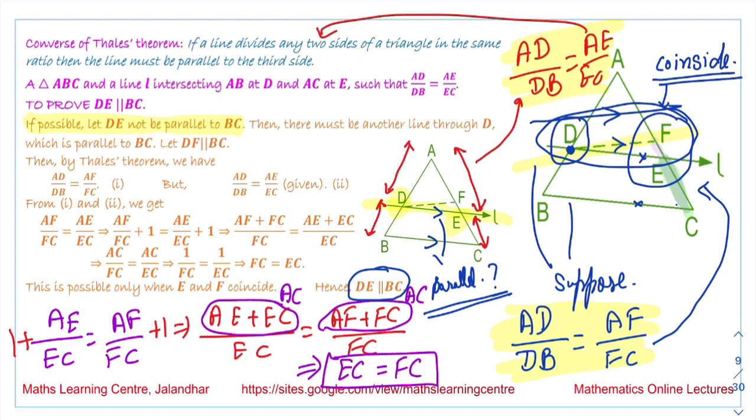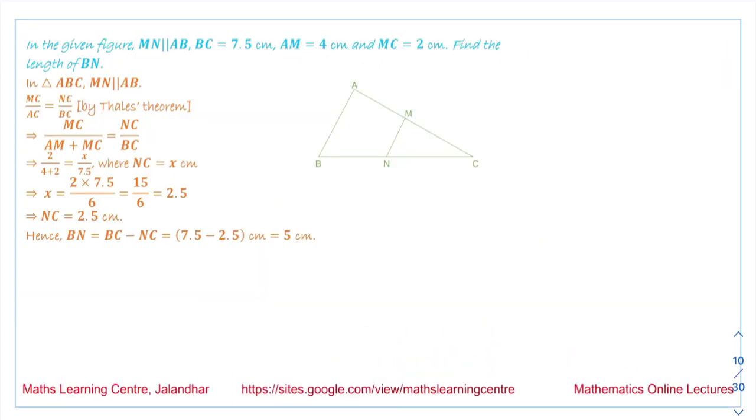Now the first question we have is, in the given figure, MN is parallel to AB. These two are parallel. We are saying BC is 7.5 centimeter, AM is 4 centimeter, MC is 2 centimeter. We have to find the length of BN. So if these two lengths are 4 and 2, then this length will be 6 centimeter.